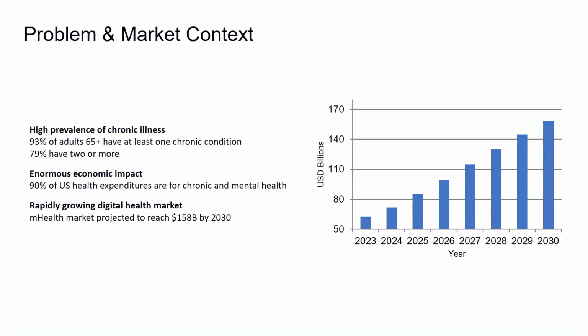Second, the economic impact is enormous. In the United States, 90% of healthcare expenditures are related to chronic and mental health conditions. Meanwhile, the digital health industry is growing rapidly. The market is projected to reach $158 billion by 2030. Together, these figures highlight that chronic disease management is not only a pressing health challenge, but also a rapidly expanding market opportunity.